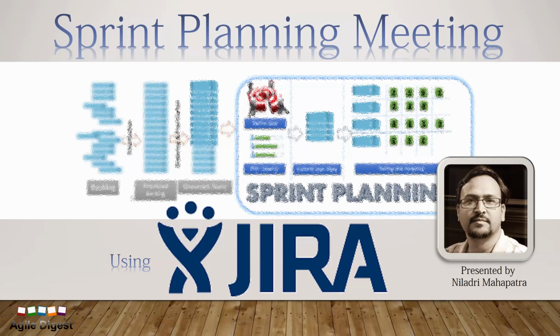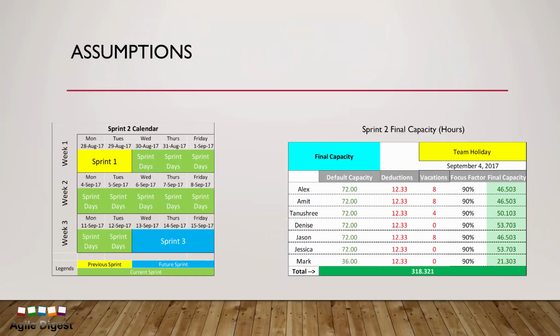We'll open Jira in Jira and see how we'll be able to run the sprint planning, configure our sprint backlog, and get the outcome of sprint planning, where we'll get a sprint goal and a sprint backlog. We'll take a couple of assumptions.